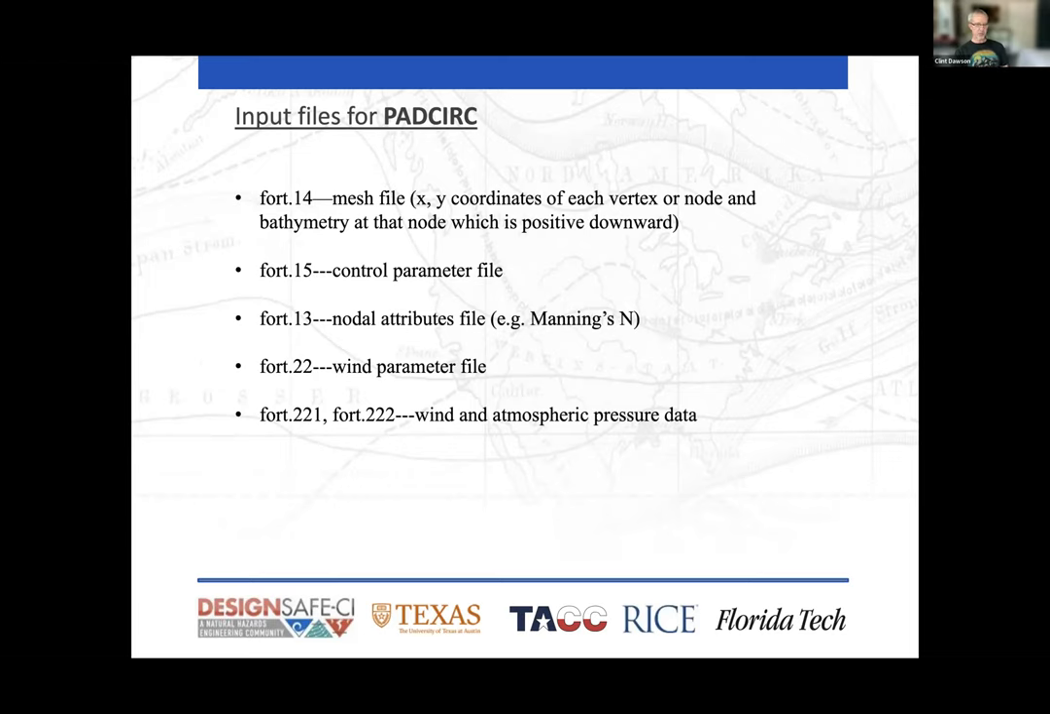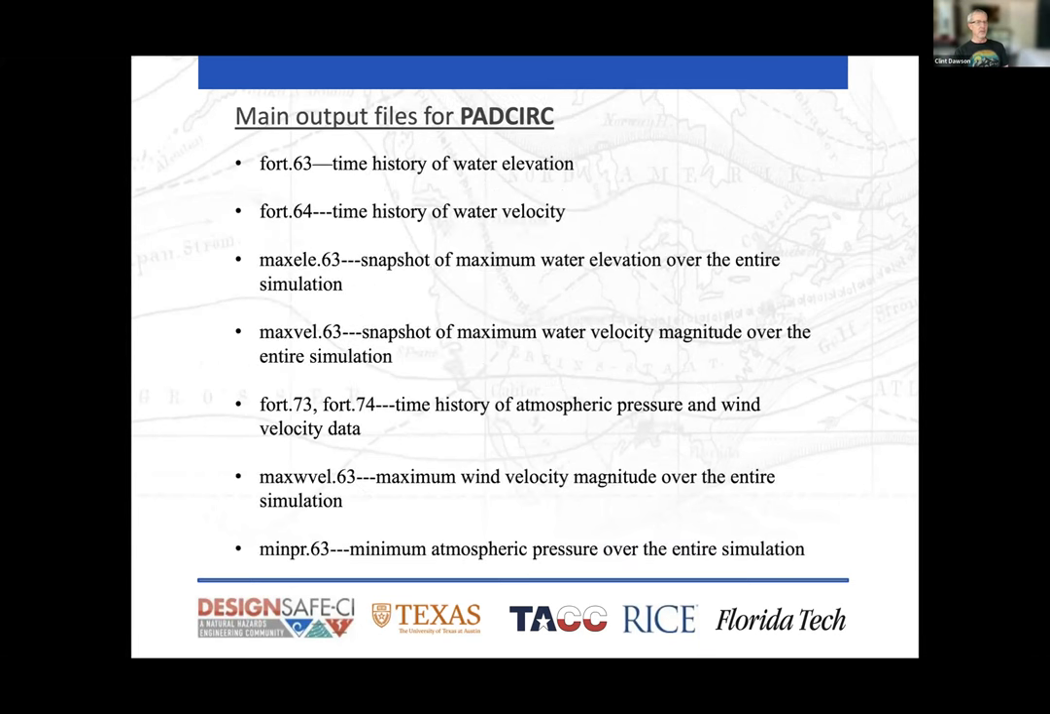Those are usually available from other sources such as NOAA. Now, once you run ADCIRC, there are a number of output files that are generated. So again, going back to this old-fashioned naming convention, fort.63. That's the time history of water elevation. Anything with a 63 at the end has to do with water elevation.